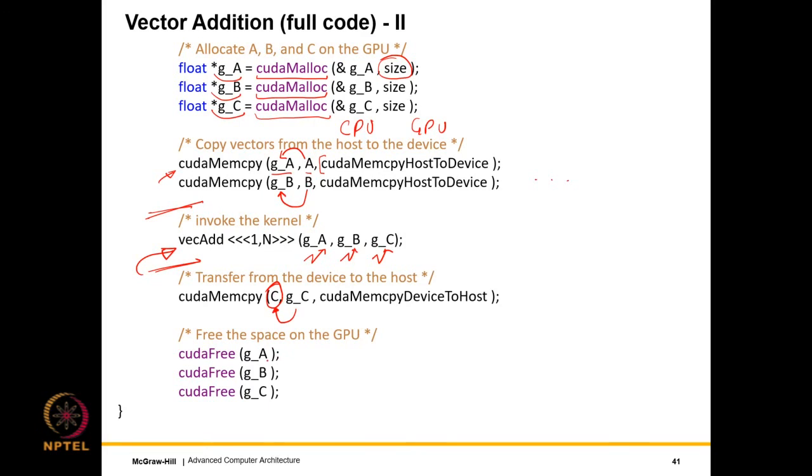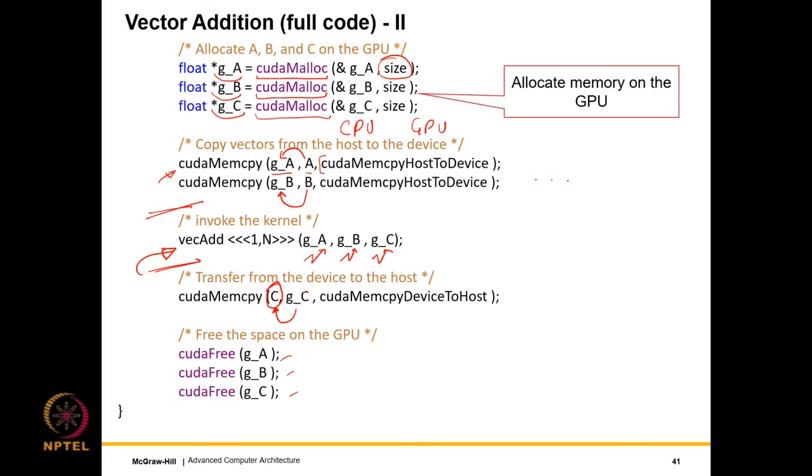Then we free space on the GPU. We do cudaFree GA, GB, and GC. Whenever we have a malloc, we should be doing a free. This is good programming practice. And we do that in the sense we free the three arrays on the GPU, GA, GB, and GC.